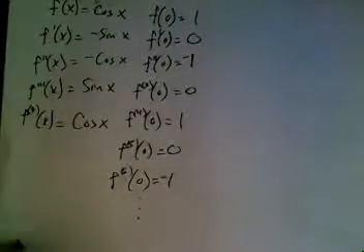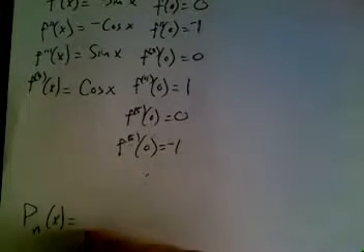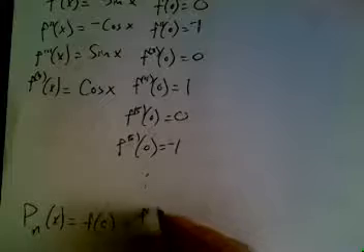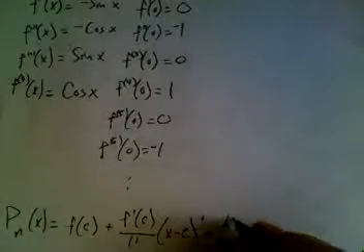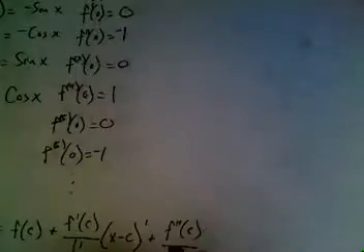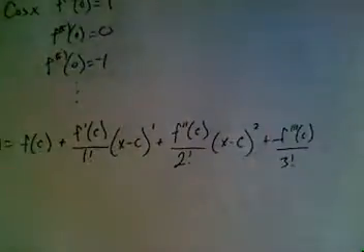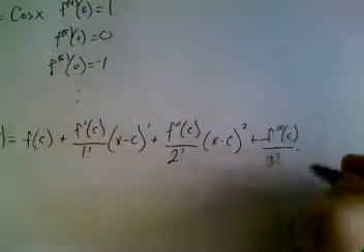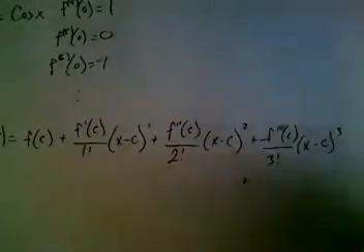Let me go ahead and write p sub n of x is equal to, and I'm going to write out my actual setup. f of c plus the first derivative at c divided by 1 factorial times x minus c to the power of 1 plus my second derivative at c divided by 2 factorial times x minus c to the power of 2 plus, and then it'll be the third derivative at c divided by 3 factorial times x minus c to the power of 3 plus dot dot dot all the way to the nth term. Now, what did I do? Where did I get this? I copied it straight from here.